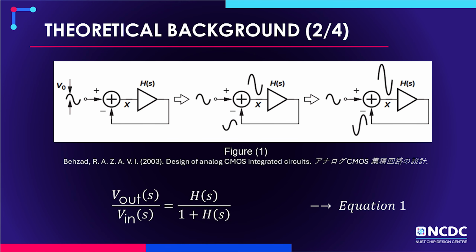To understand the behavior of an oscillator, consider the unity gain negative feedback circuit shown in Figure 1, which shows the evolution of oscillatory system with time. Transfer function of this system is given by equation 1.